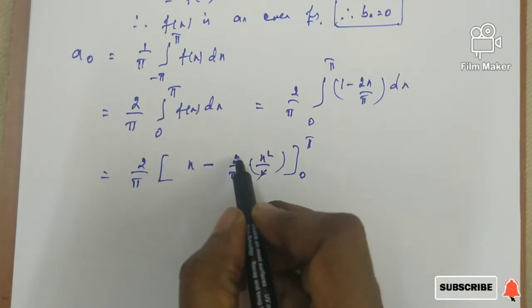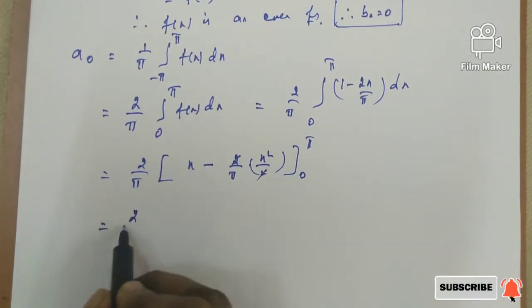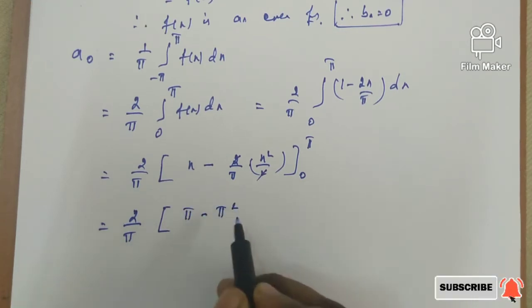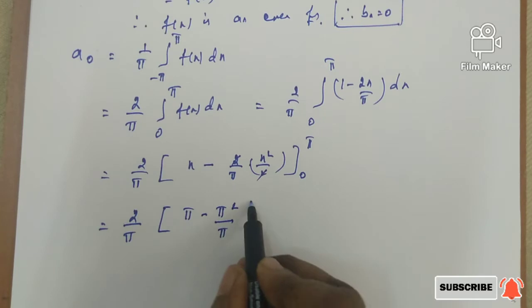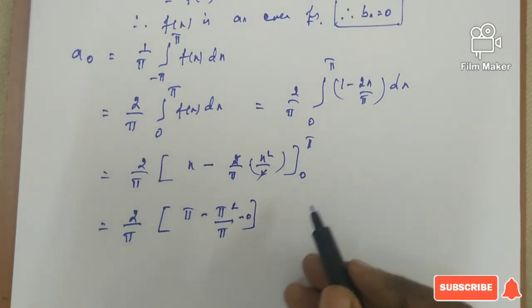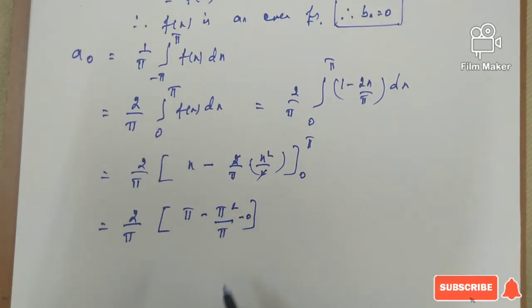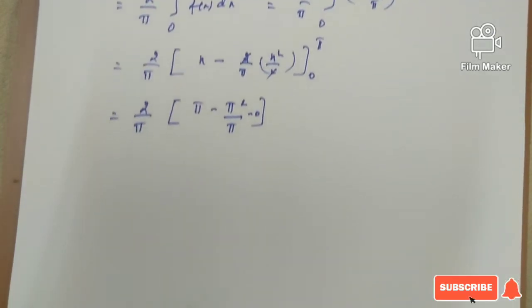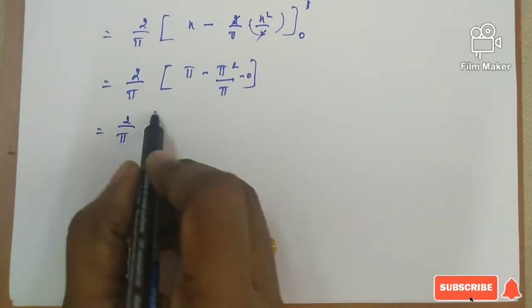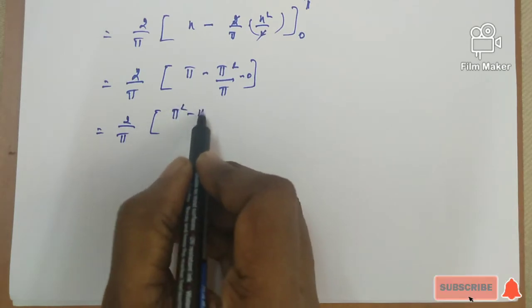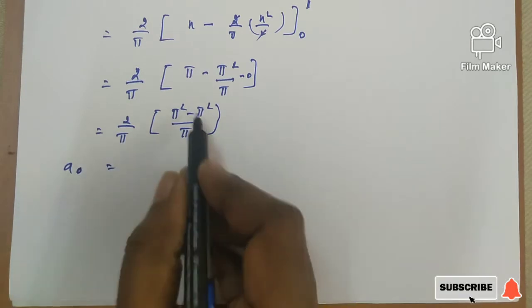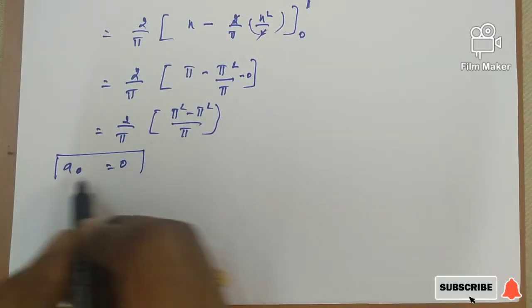We can cancel the 2 and 2. Here 2 by pi, upper limit is pi, so pi minus pi square by pi. Our lower limit is 0, so that is 0, and we need not write the 0 value. So now you are getting pi. So that is equal to 2 by pi into pi square minus pi square by pi. So what is the answer? a0 equal to 0. So our a0 answer is 0.